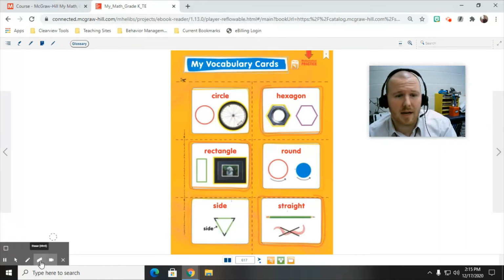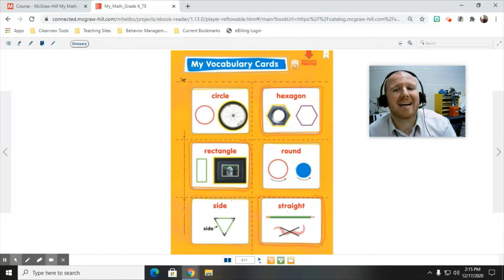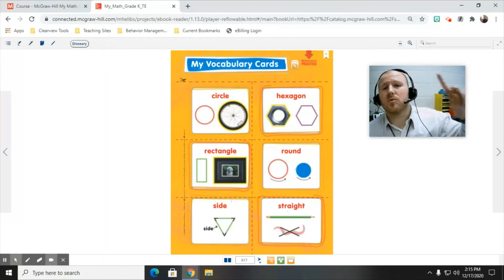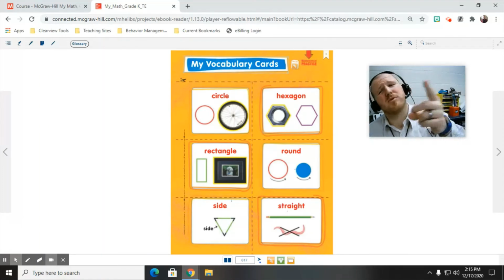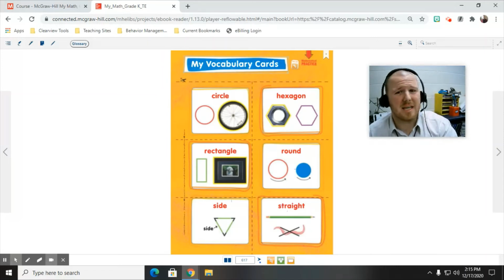You can cut these out if you have scissors around at home. So we have circle, hexagon. That one's going to be tricky. Hexagon, always going to be tricky. Pay attention to that one when we get to it. I believe it's lesson 4. Please check that out. Hexagon, it's tricky, but there's an easy way to remember it. Rectangle, we've seen before. Round describes a circle. Side, like the flat edges of the shape. Straight, that's going to be important for shapes.